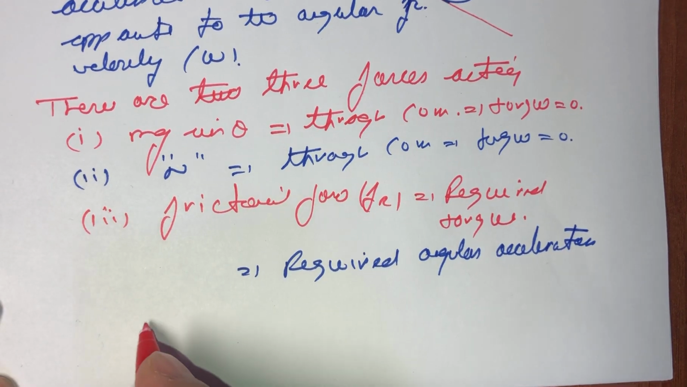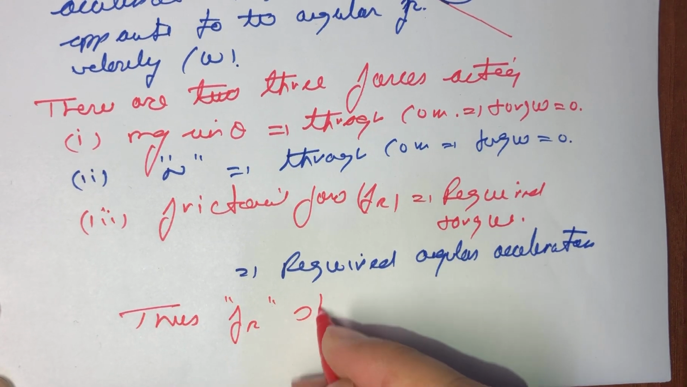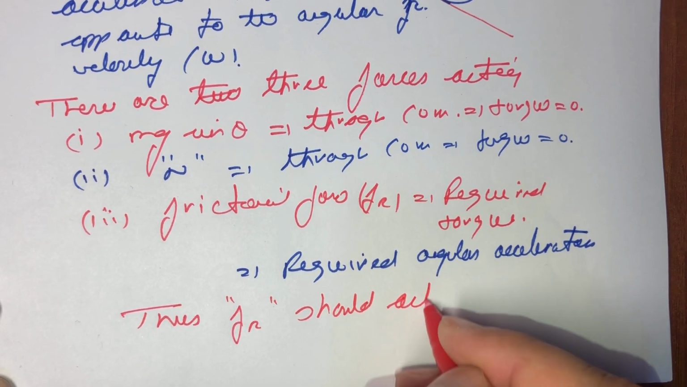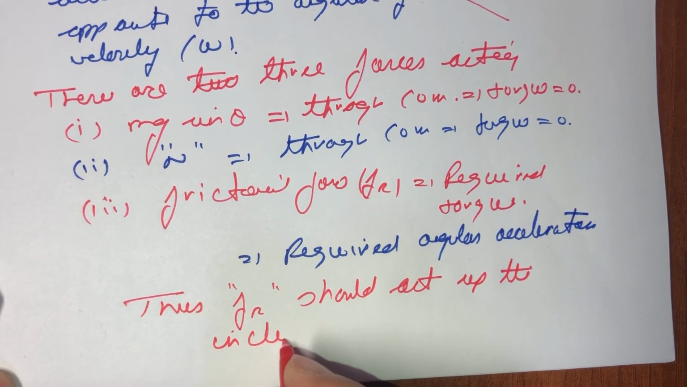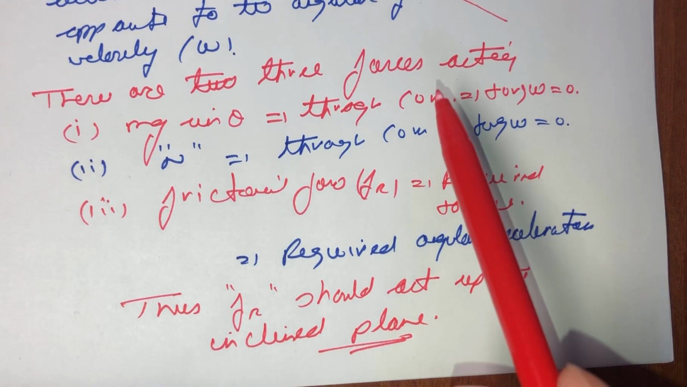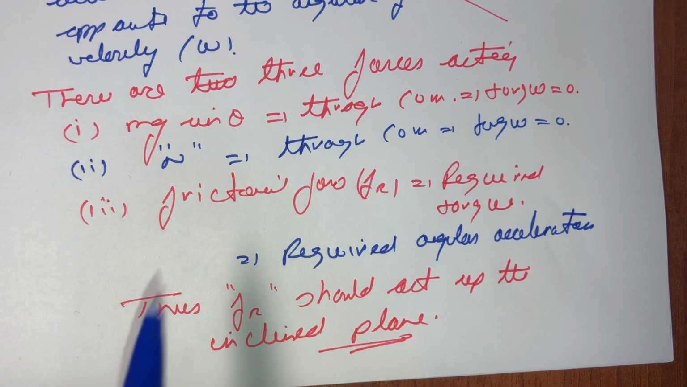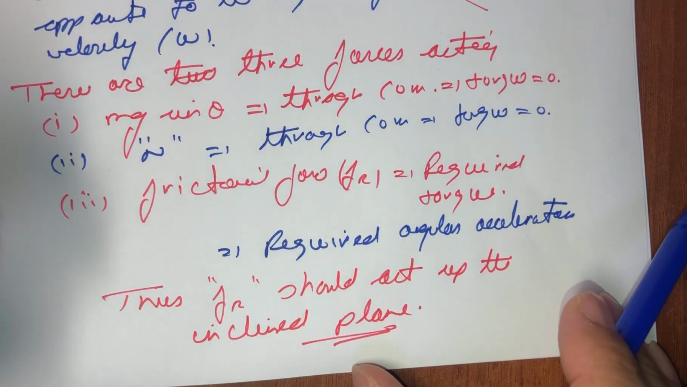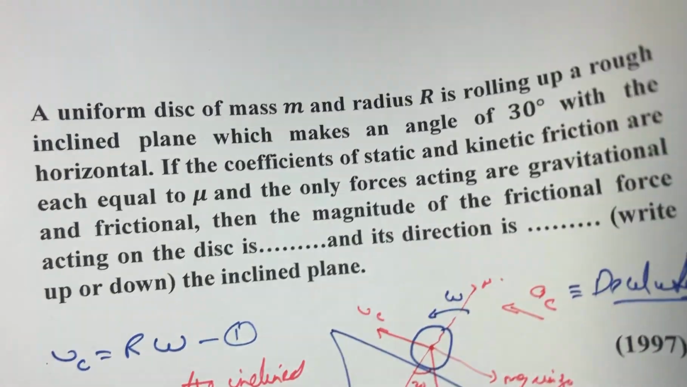Therefore, Fr should act up the inclined plane. So we already found out that Fr is acting up the inclined plane, which was asked in the second part, up or down. So we know that it is acting up the inclined plane. Now we can write the equation of motion for this spherical disc.